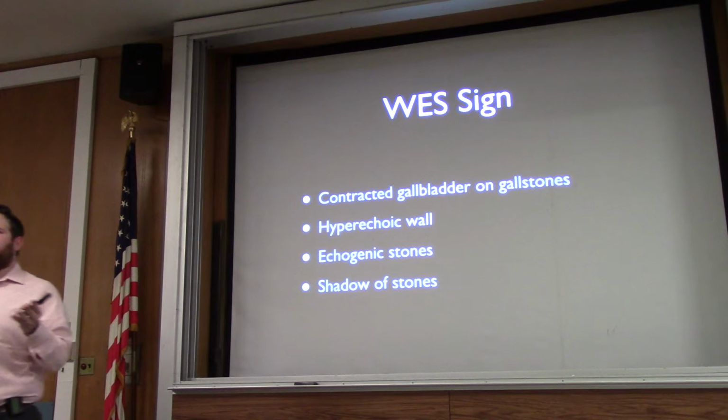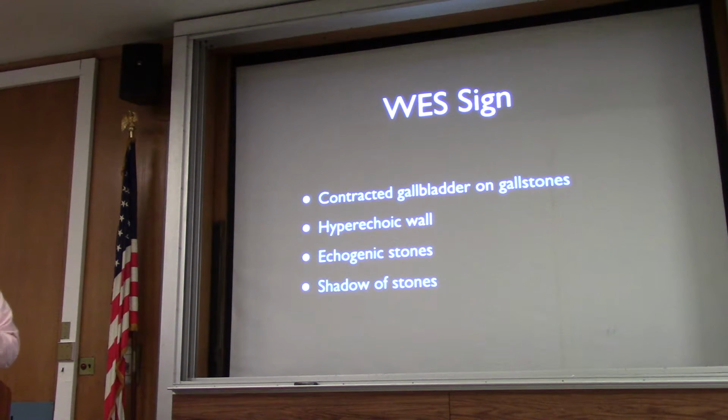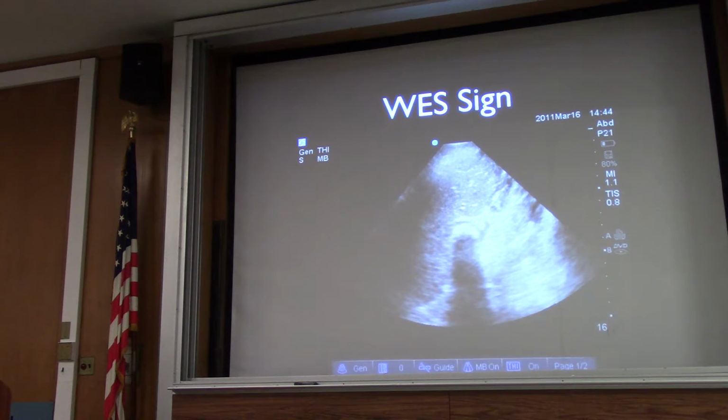So what you're going to see is the gallbladder wall, W. You're going to see the echogenic stones, E. Those are the stones, and then you're going to see the shadowing of the stones, S. Otherwise known as the WES sign: wall, echo, shadow. So here's an example. Here's your wall, these are your echogenic stones, and you see the shadowing.